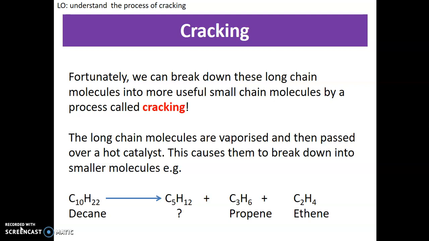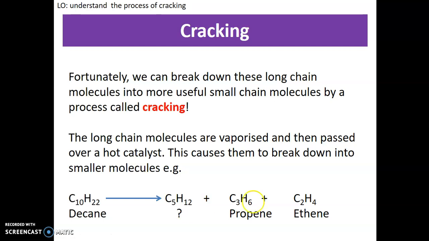So for example, if you have a molecule of decane, which is 10 carbons and 22 hydrogens, if you remember the general formula for the alkanes was CnH2n+2. So if you have 10 carbons, you have twice as many hydrogens, which is 20, plus 2, 22. So we can crack decane to make shorter chain hydrocarbons. Okay, so for one example, we could produce C5H12, which would be pentane. Pentane is the alkane with 5 carbons.